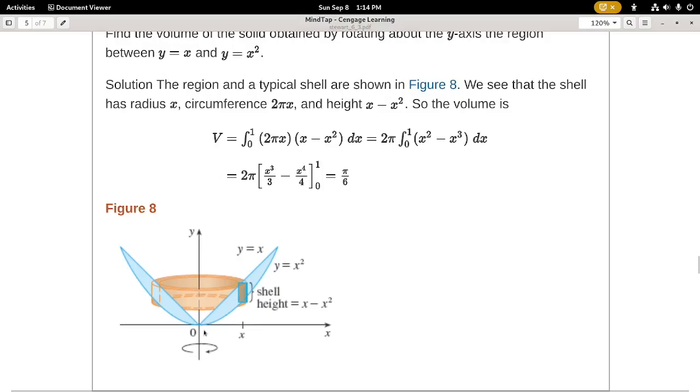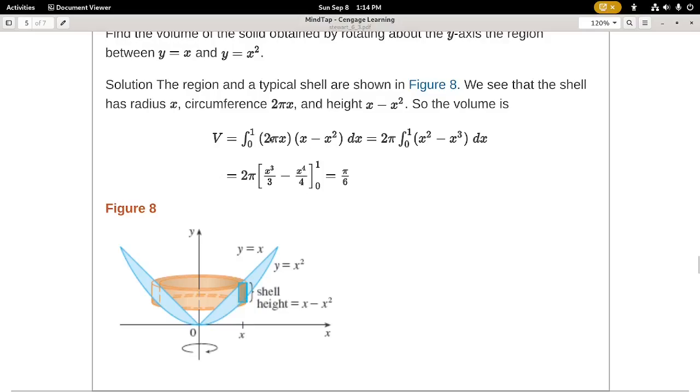The radius of this thing is still the distance from the axis you rotate to the x value that you're at, so that distance is still just x. And so the volume of one particular shell is still circumference, height, thickness. 2 pi radius, 2 pi x, height, x minus x squared, dx. We're integrating along the x-axis, so the thickness is in the x direction, dx. Okay, so that gives us the volume of one of the shells, but now we obtain the full volume by adding up all the shells.